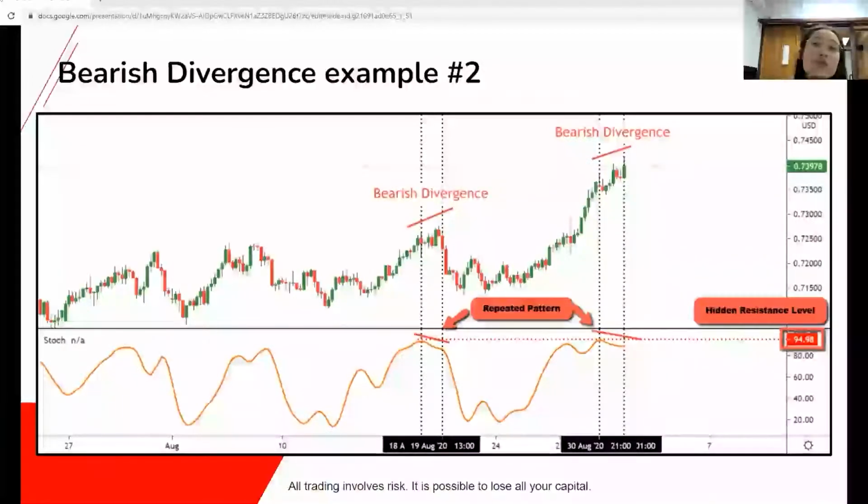So now let's take a look at repeated patterns. Here we have, from the previous slide, this price making a lower high on our stochastic chart. But if you see later on, a couple days later, price again made a lower high. But on our price chart, you can see this sharp increase in price and price made a higher high. So these two levels over here make, or rather, a multiple swing high, you could call that on our stochastic chart, making it a hidden resistance level.